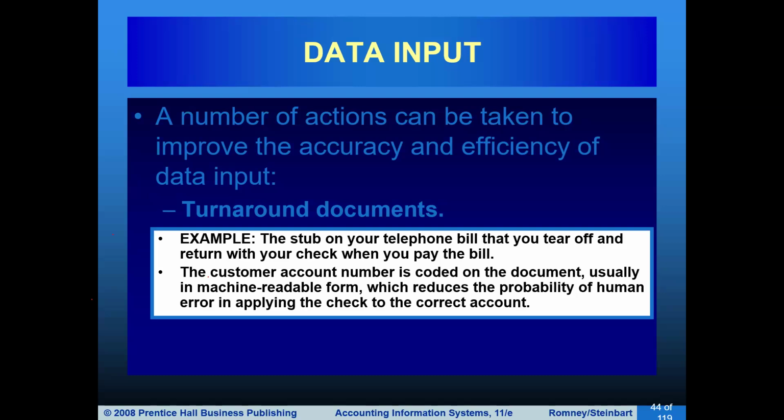The stub means some part of the document, right? On your telephone bill you tear off, you have to remove that part, and return it with your check when you pay the bill. The customer account number is coded on the document, usually in machine readable form, which reduces the probability of human error in applying the check to the correct account. Look, that is very essential.